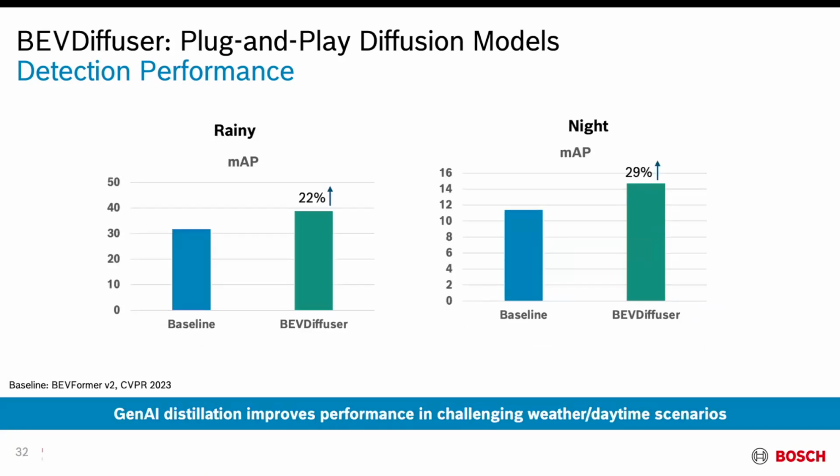Another thing that we consider in this case is that we train those models, but we cannot just test the daytime conditions, because daytime is much easier compared to more challenging conditions like a rainy day or a night situation. And again, we show that in the rainy situation, our performance improvement is actually 22%, and in the night, compared to the baseline, we show a 29% improvement.